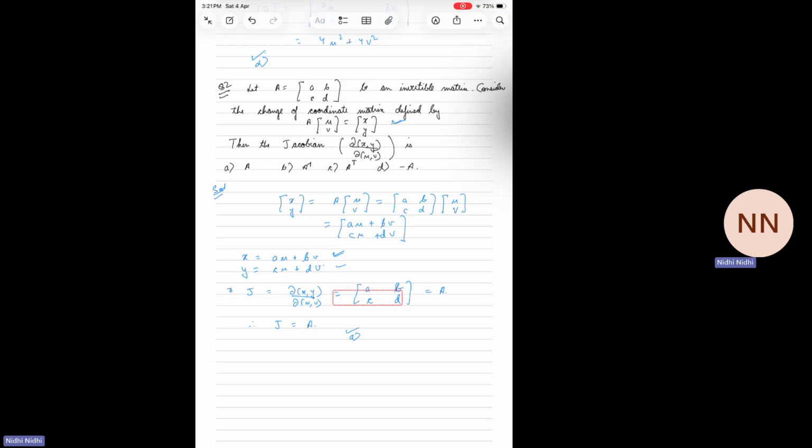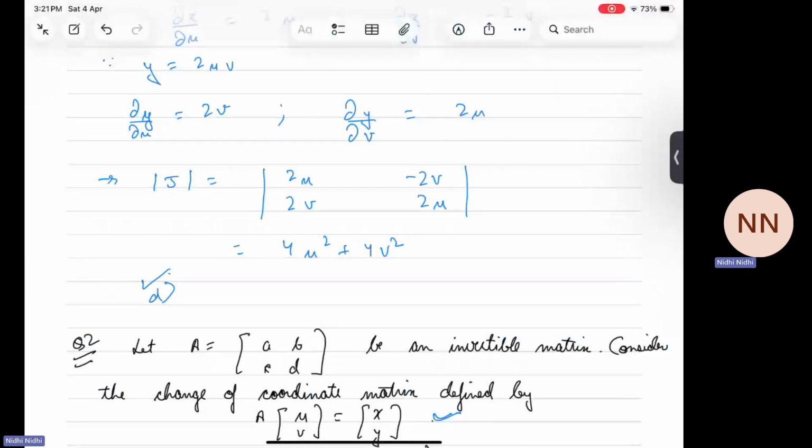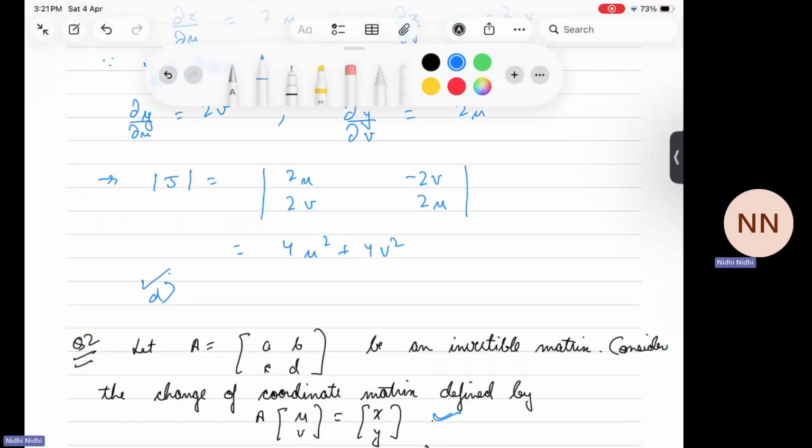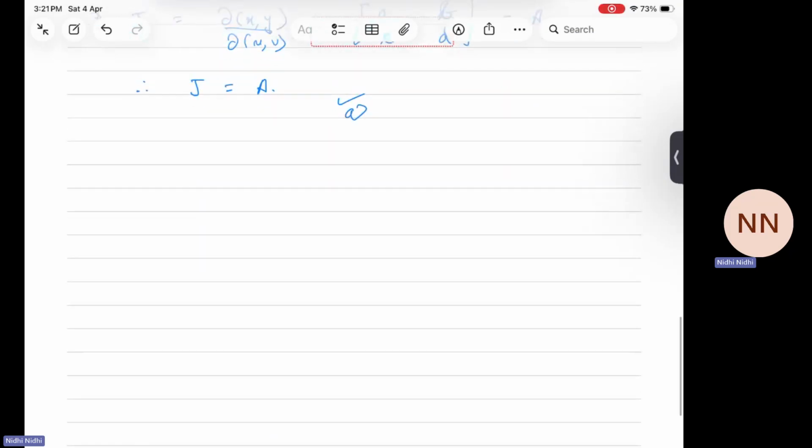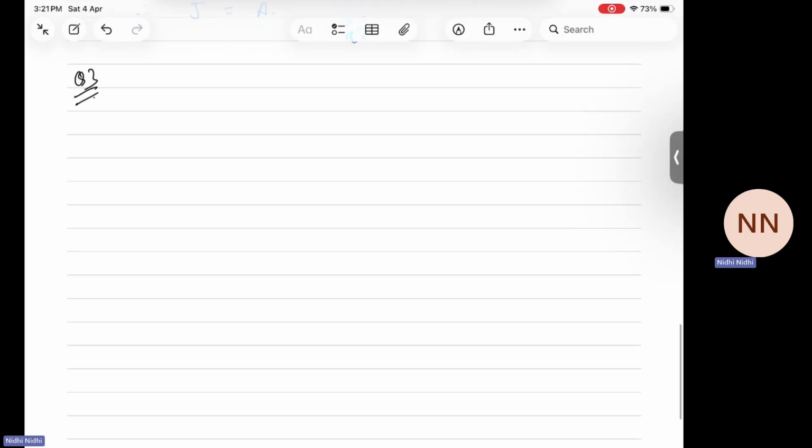Okay, so if there is no doubt, we can move to the next question. Question number 3. It is almost an application of question number 2. Whatever we used previously, we'll be using that. State whether true or false.